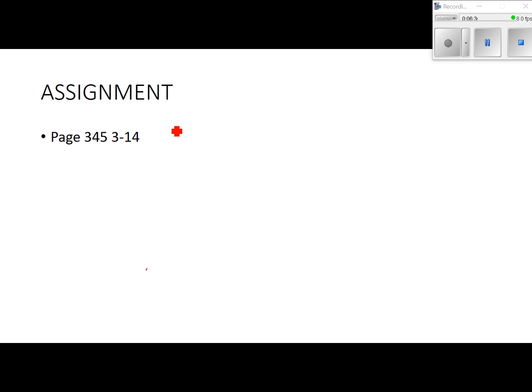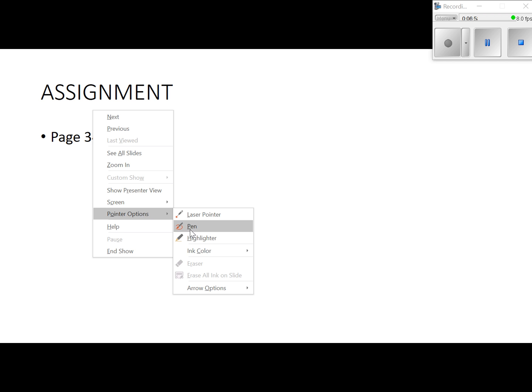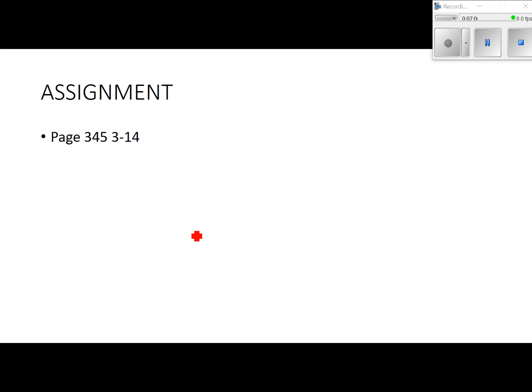All right, this is the assignment. We're going to work some of these together. Problems 3, 4, and 5 are all basically the same thing. I'm going to set up number 3 for you, and then you can figure out 3, 4, and 5.